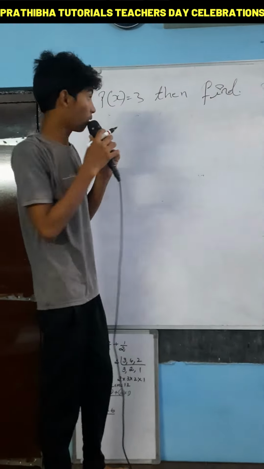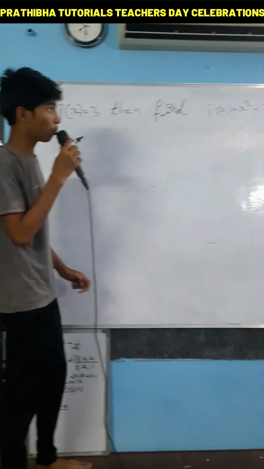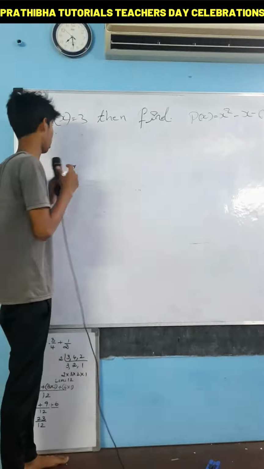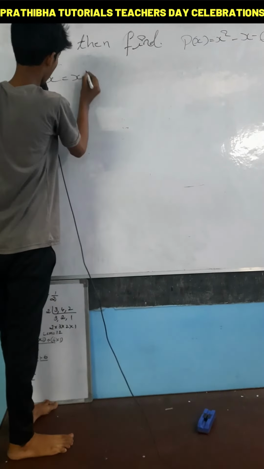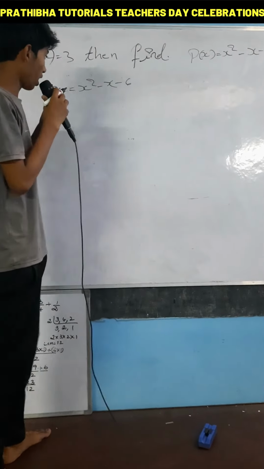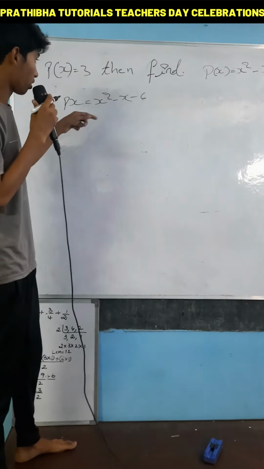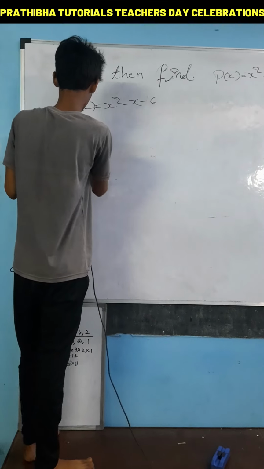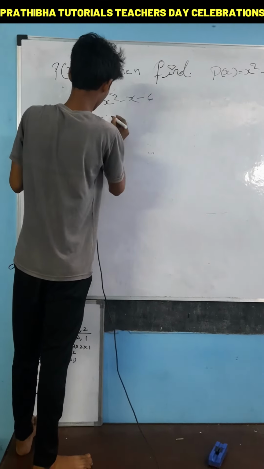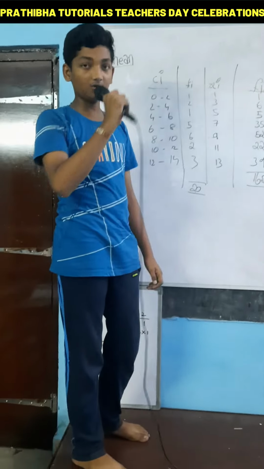P of x is equal to 3. Then find the P of x. P of x is equal to x square minus x minus 6. We apply 3 in x. x square is equal to 3 square.